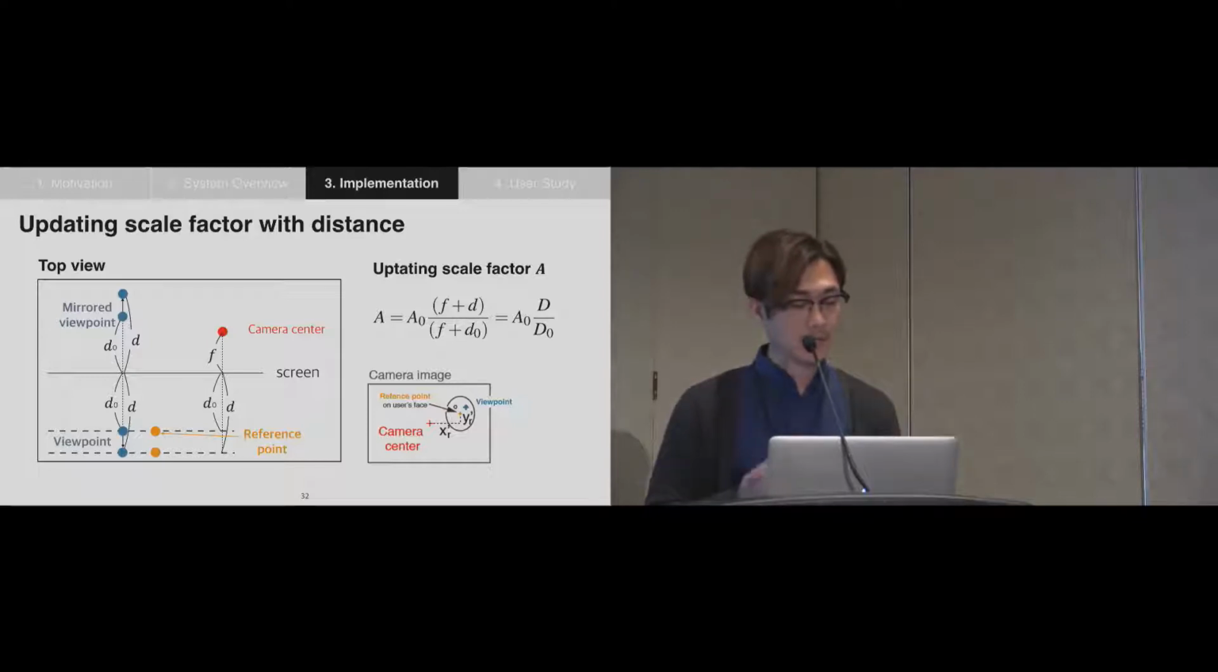The scale factor A is updated in real time with this obtained distance value. The system multiplies the initial scale factor A0 with the proportion of D to D0, where scale factor A0 and distance D0 are the values from the initial calibration, and D is the distance for the current position. By this process, the captured size is scaled by the updated A value to match the actual reflection from the user's viewpoint in real time.